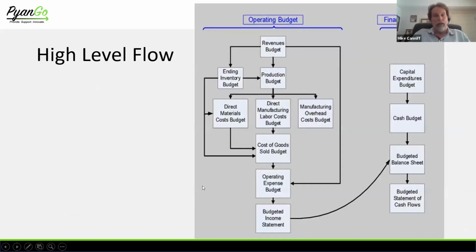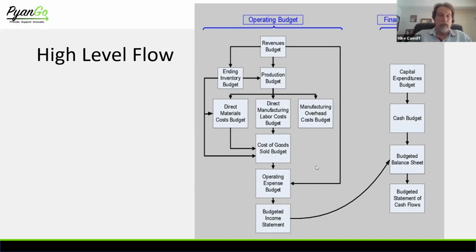Let's take a look at a little bit more detail. Typically, we start out from an operating budget perspective with a revenue calculation or forecast. So we start on the revenue side of things. That typically then derives our production budget. So in this example, we're looking at more of a manufacturing or goods production type of environment. So we will generate a production budget, which will impact our direct materials, manufacturing overhead, etc.